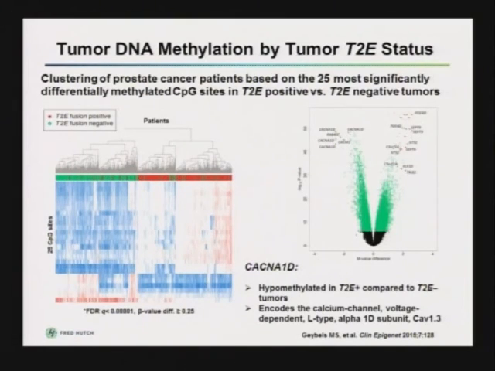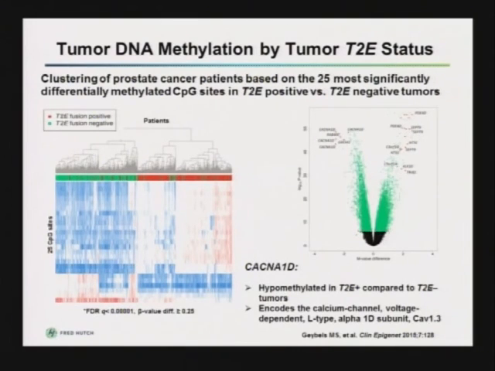And you can see that from an epigenetic standpoint, these tumors look very different in terms of their epigenetic profile. And one of the genes that was significantly differentially methylated that came out of this analysis is a calcium channel signaling gene called CACNA1D, where we had evidence that there were multiple sites in this gene that were hypomethylated in patients who had the T2E fusion positive prostate cancer compared to those that were T2E negative.